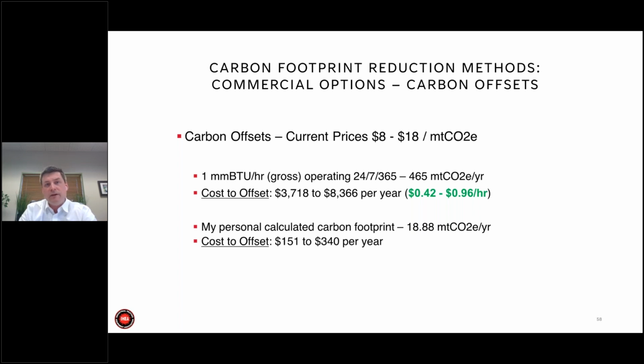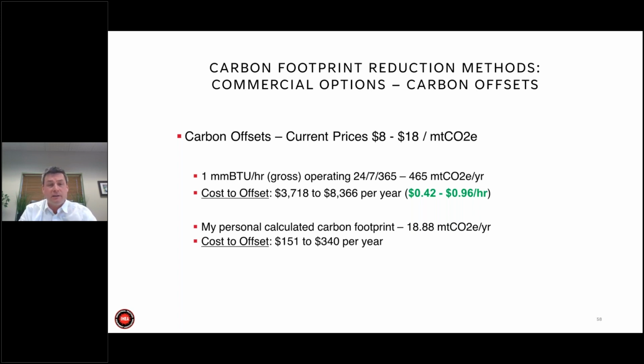That means if you've got a million BTU per hour gross operating furnace that's operating 24/7, 365, in general, you're emitting 465 metric tons of carbon dioxide a year. The cost to offset that is only $3,700 to $8,400, which on an operating hour basis is 42 cents to 96 cents an hour. It's not a lot for a lot of processes. So if you want to get carbon neutral really fast, which is what carbon offsets are meant to do, buy carbon offsets. And there's a number of different places you can buy them.